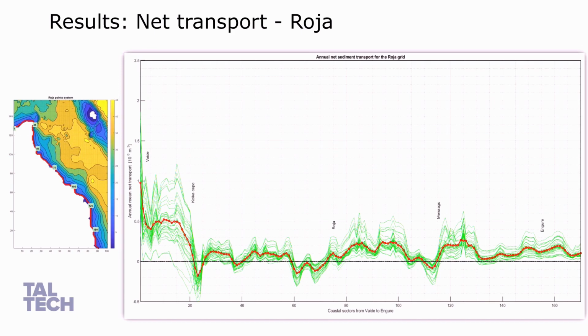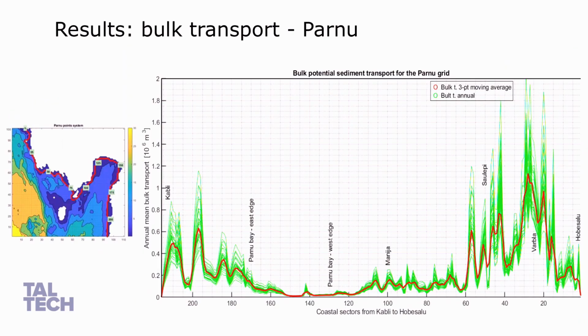And the secondary one that I decided to take is Pärnu Bay. Please excuse the numbering going in reverse, because it was the first grid I selected, and I selected it in the opposite order to all my other grids. But in this particular case, we have the range from Kabli in the south going to Hobesalu and the western coastlines of Estonia.